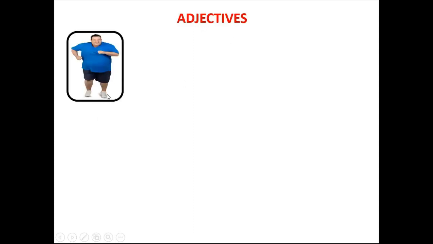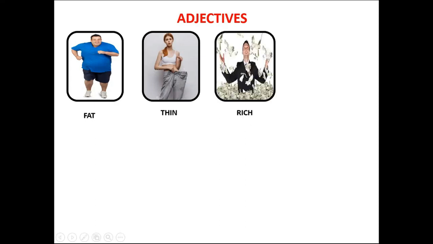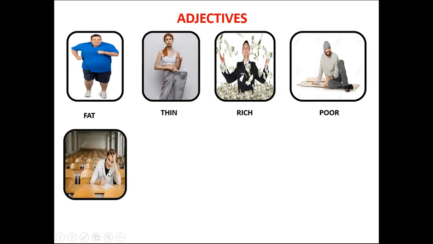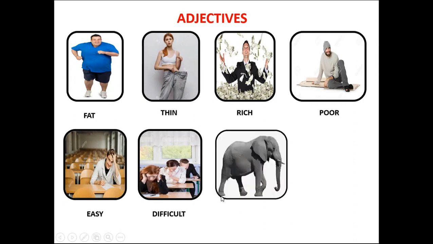Adjectives. So this is fat. This is thin. This is rich. He is rich. But he is poor. The exam is easy. In this case, the exam is difficult. The elephant is big. In comparison, the butterfly is small.